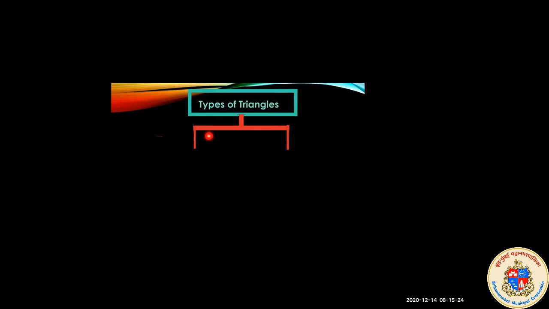Now there are types of triangles. We just saw the parts of the triangles. Now there are types also for the triangles. There are 2 types. First is types of triangles based on sides. And the second is types of triangles based on angles. Based on sides, there are equilateral triangle, isosceles triangle, then scalene triangle. One by one we will study this in detail.